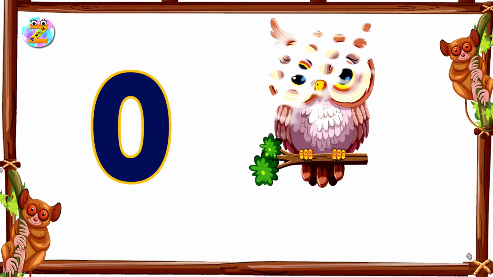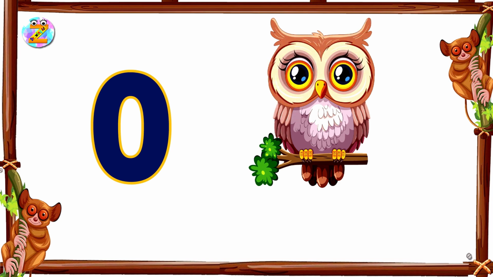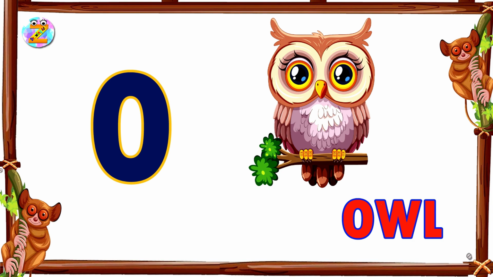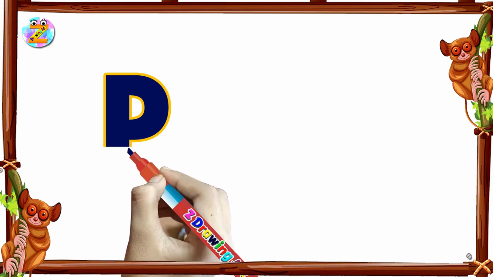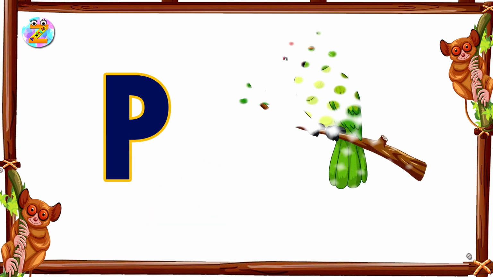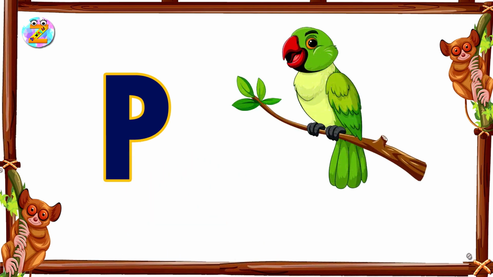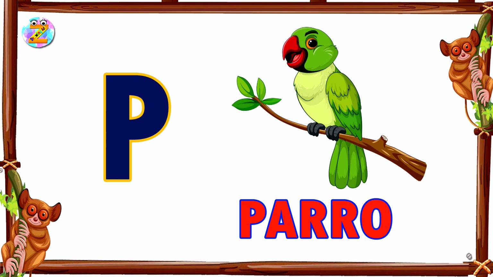O for owl, spelling O W L. O for owl. Next, P. P for parrot. Spelling P A R R O T. P for parrot.